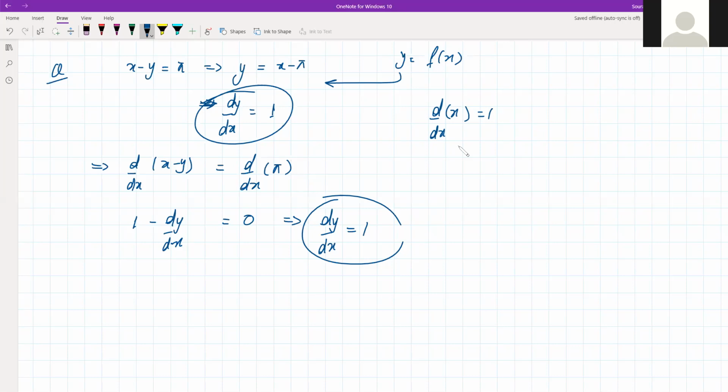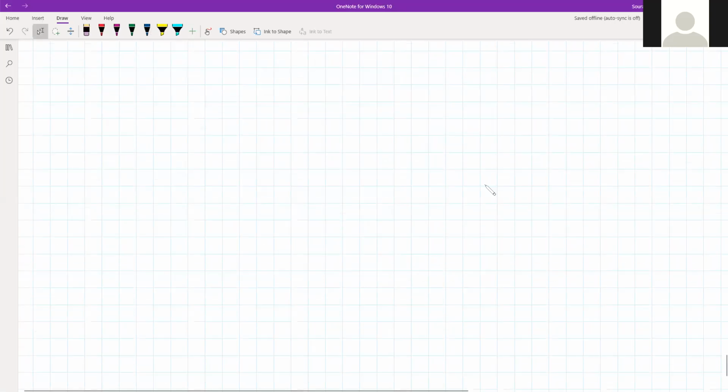Now here you will say that okay, the first method was easy, no doubt. But the second method becomes useful when you are not able to express the function in the form y is equals to a function of x. In such cases, we will be using this method. Like for example, if you have y plus sine y is equals to cos x, there is no way I can write it in the form y is equals to a pure function of x.